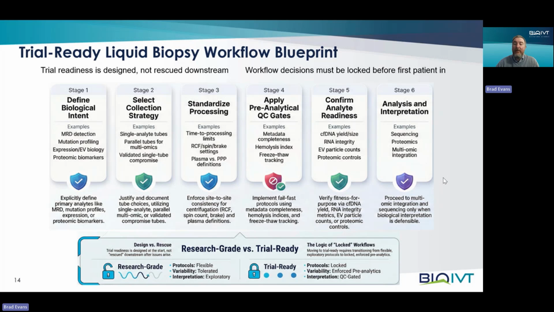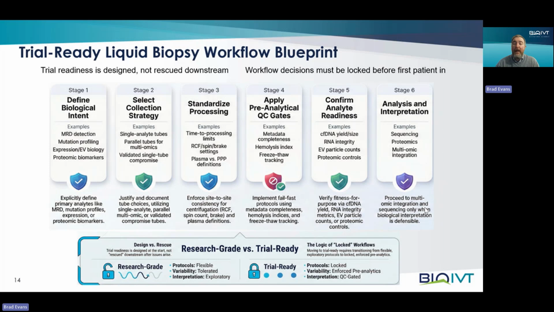Second is selecting the collection strategy. That means deciding upfront whether we're using single analyte tubes, parallel tubes for multi-omics, or a validated single tube compromise. These choices must be justified and documented before enrollment starts. Third is standardizing processing. Time to processing limits, centrifugation parameters, and clear plasma definitions like PPP versus platelet-free plasma have to be locked and enforced across sites.